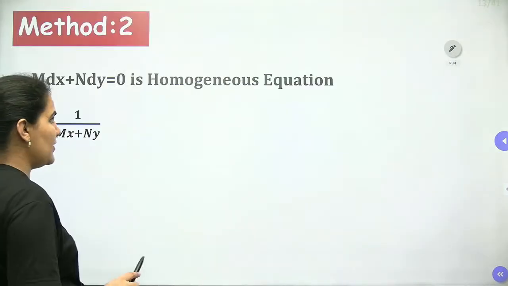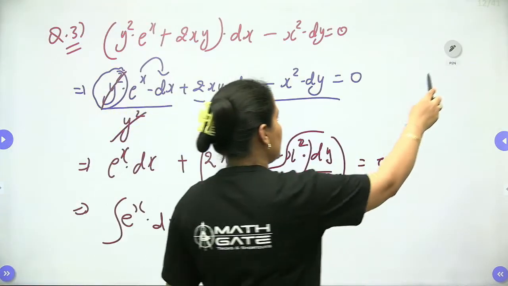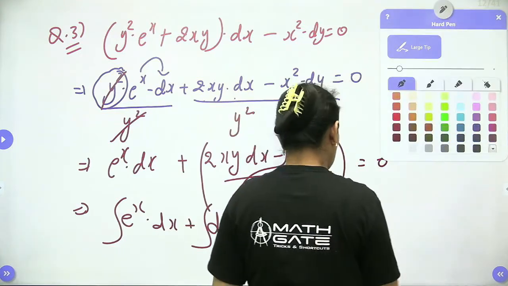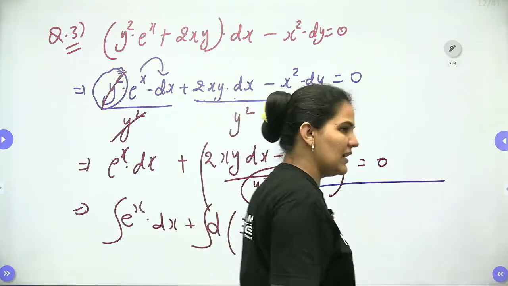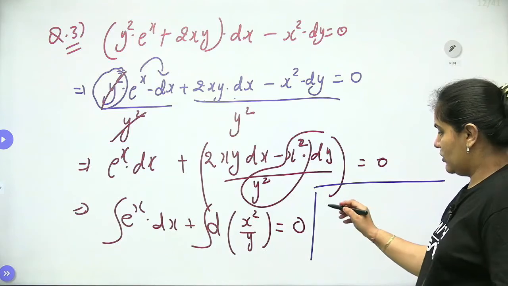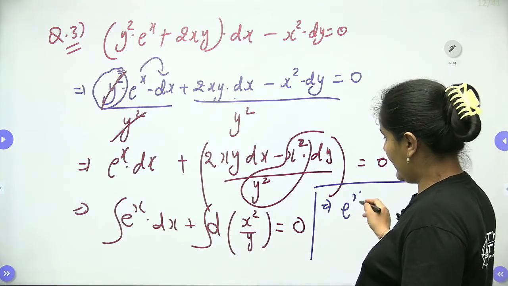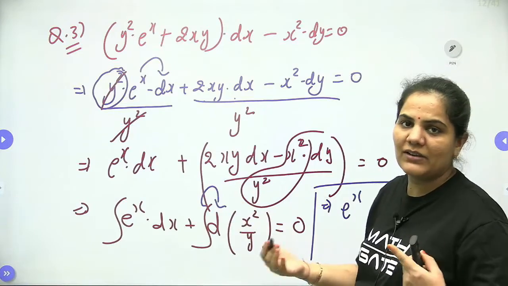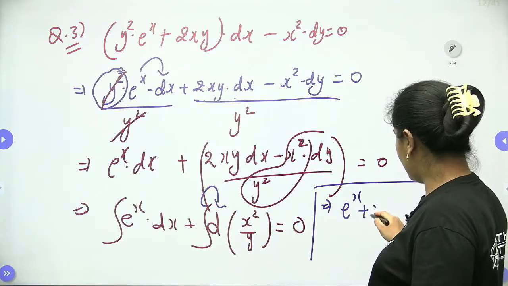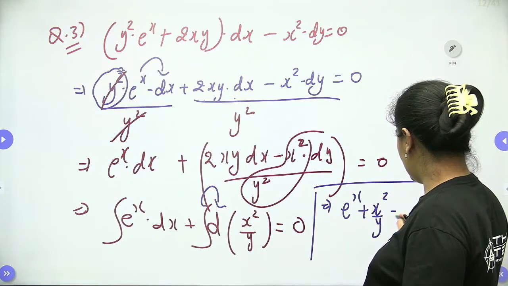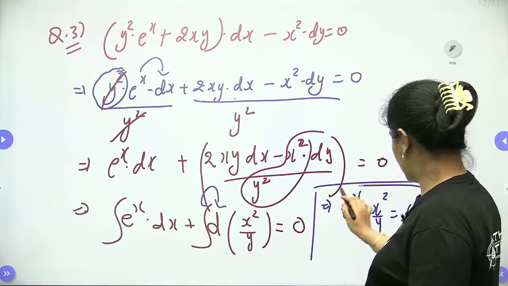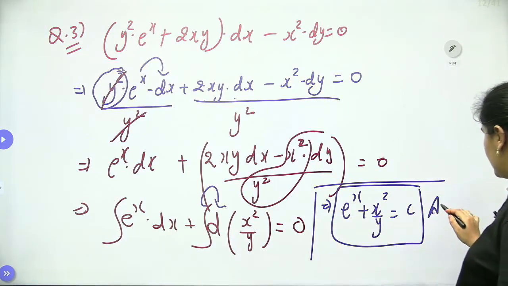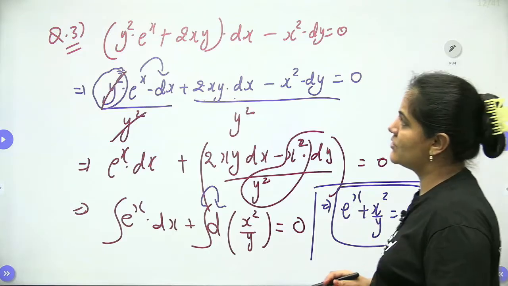Let's integrate everywhere. When we integrate it, we will get the result. The integration of e power x is e power x only. When integration is applied on the derivative, it will be cancelled out, hence you will get x square by y only. So e power x plus x square by y is equal to c, the integration constant. This will be your final answer, my dear students.